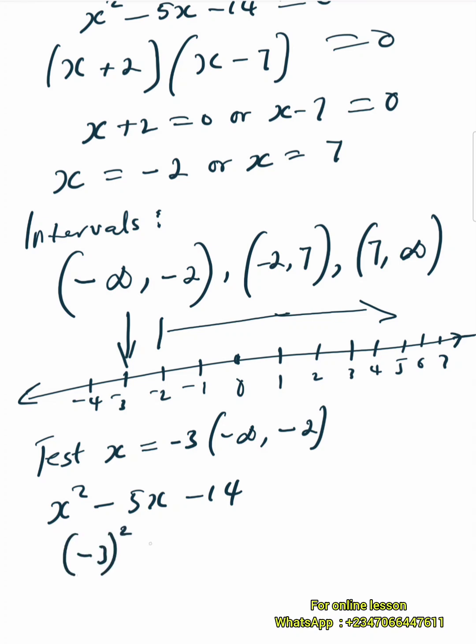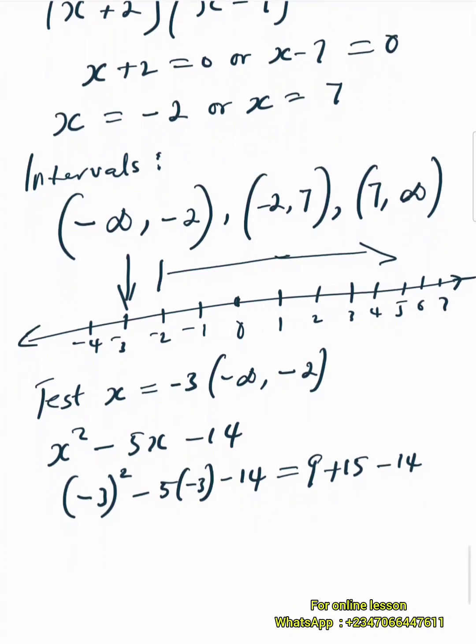-3 all squared minus 5 into -3, then minus 14. Now let us see what it gives us. -3 squared is 9. Then minus times minus is plus, that's plus 15. Then minus 14. This is 24 minus 14, which is 10. So 10 is greater than 0. That means at this point, the value here is true.